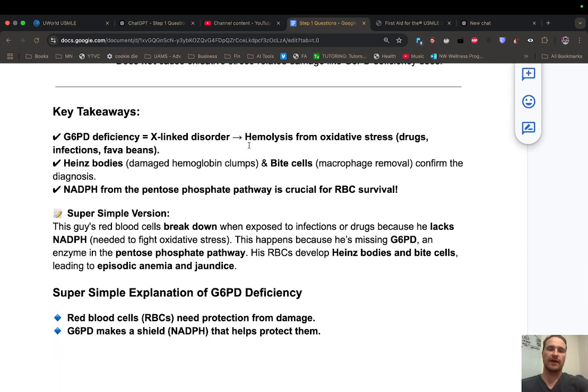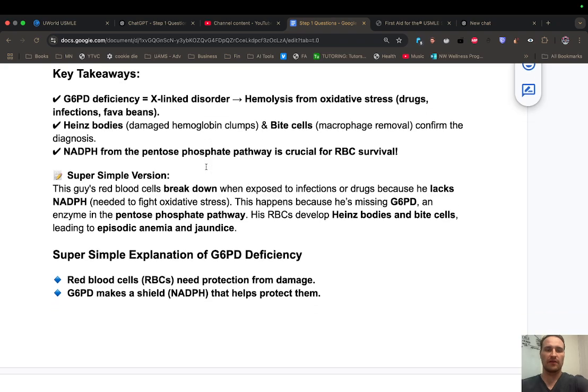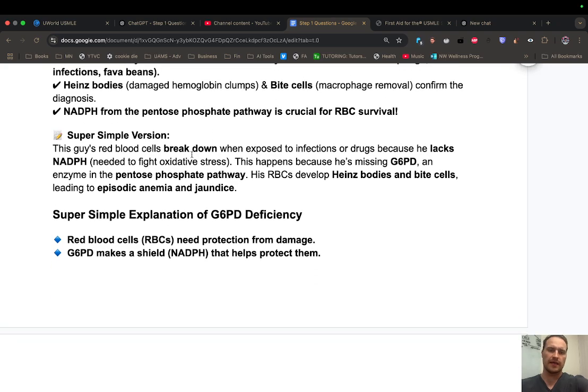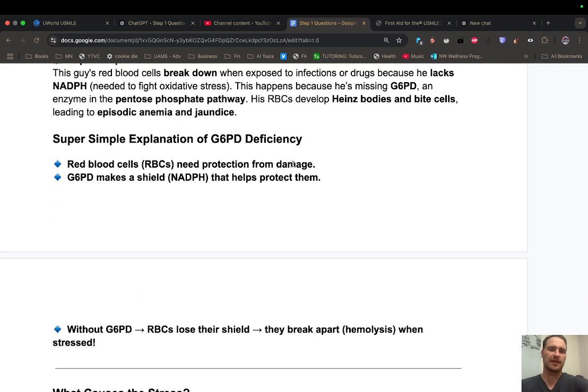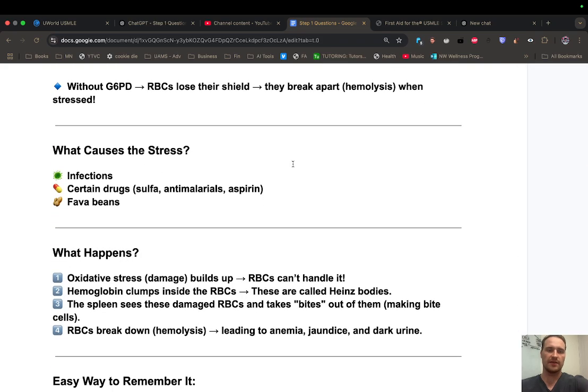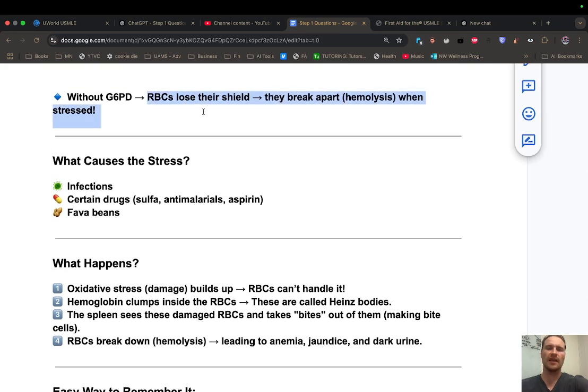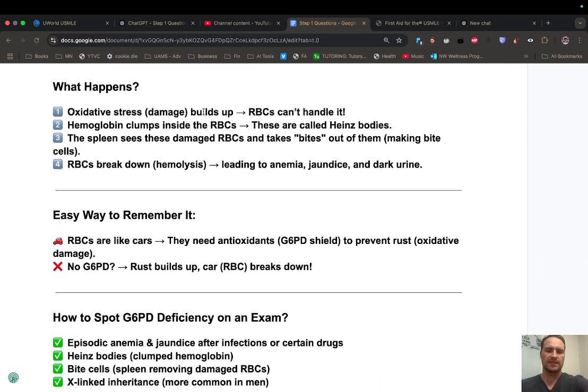And so the key takeaway, X-linked disorder, that's why the uncle had it as well. Hemolysis from oxidative stress, like the sulfa drugs, fava beans, anti-malaria drugs. Heinz bodies, which are the damaged hemoglobins, and then the bite cells, which is when the splenic macrophage removal occurs. And yep, it gets broken down, you get those weird bite cells. So, an episodic anemia and jaundice. So you need those antioxidative protective mechanisms in your body.